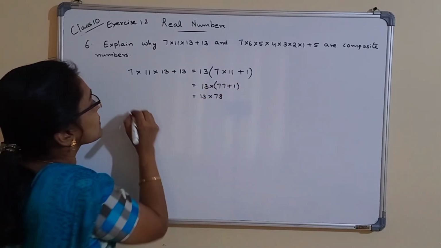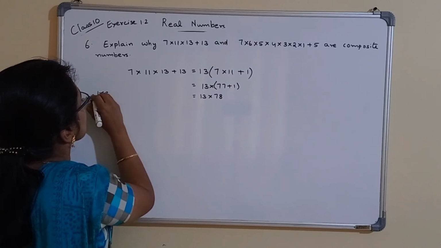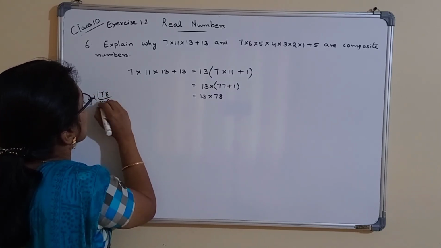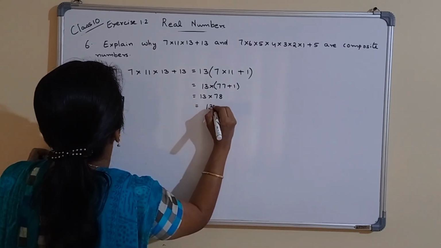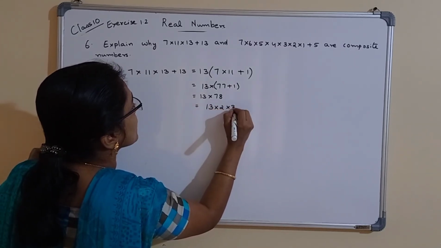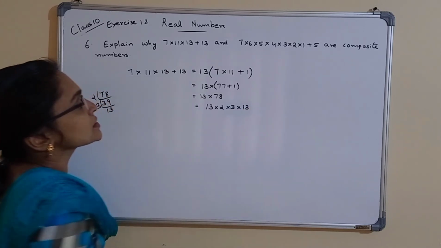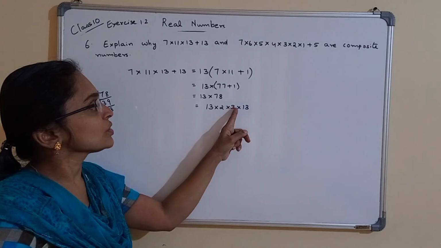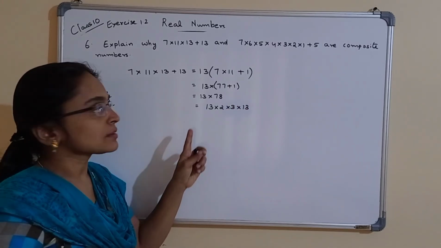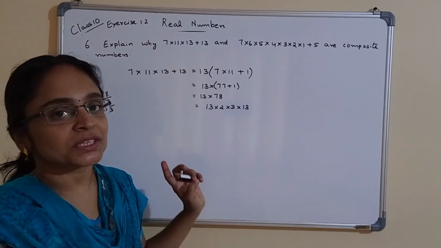So we can factorize 78 and write it as 13 into 2 into 3 into 13. So there are more than one factor in this, that is 2, 3 and 13 are the factors, which means this is a composite number.